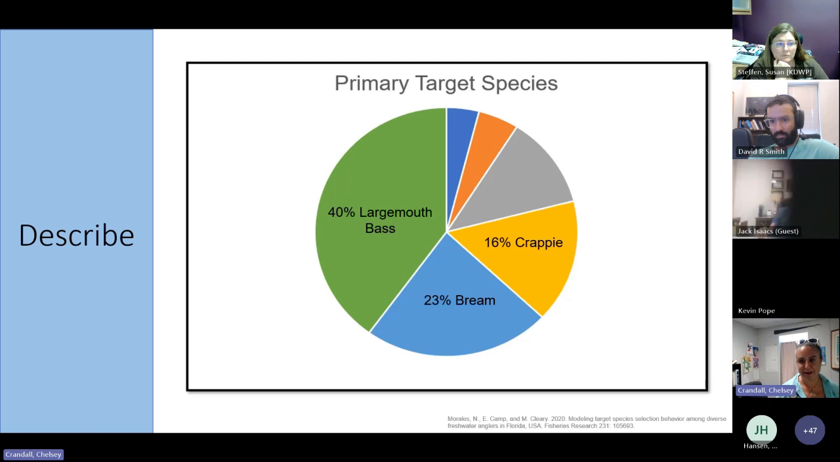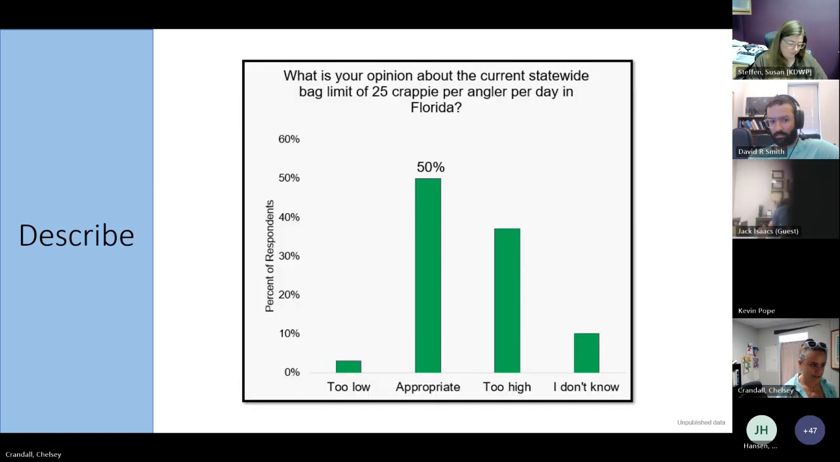Maybe we want to describe what's going on with our fishing public. For example, this was work that my predecessor did here at Florida Fish and Wildlife to learn more about our freshwater recreational anglers and learn things like, what are the primary target species that folks are going for when they're freshwater fishing in Florida? Basic descriptors of what's going on with our freshwater fisheries public.